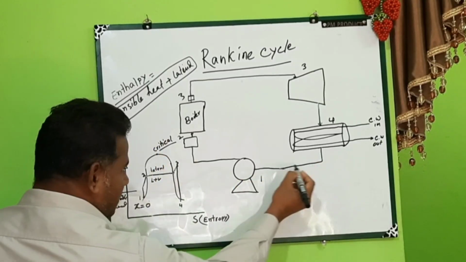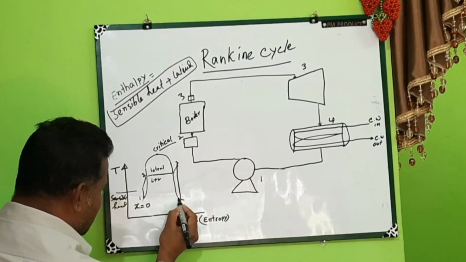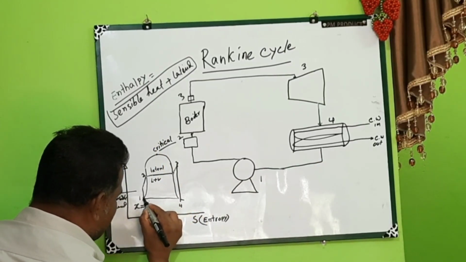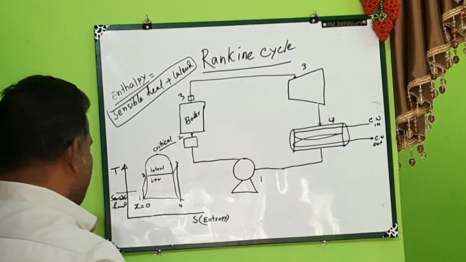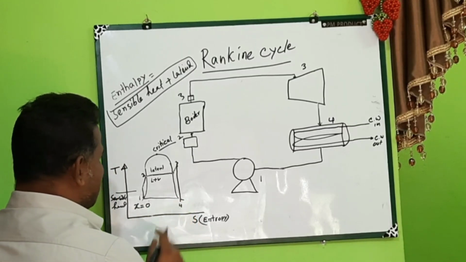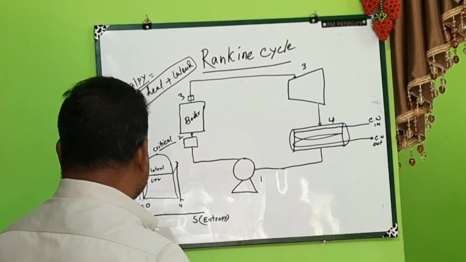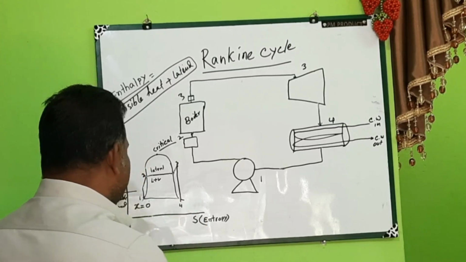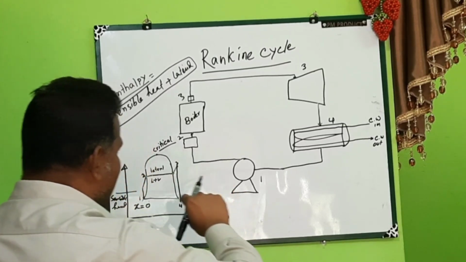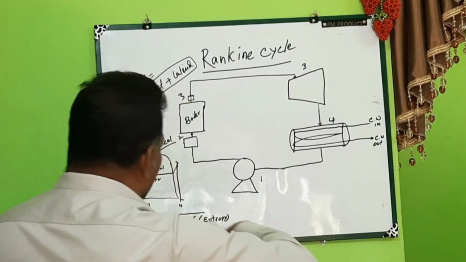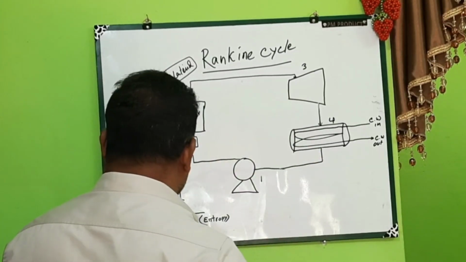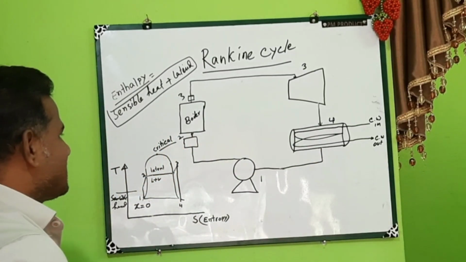So from this point it will come to the pump side. Rankine gave this example of how water is cycling in this process. I hope up to this it is clear.